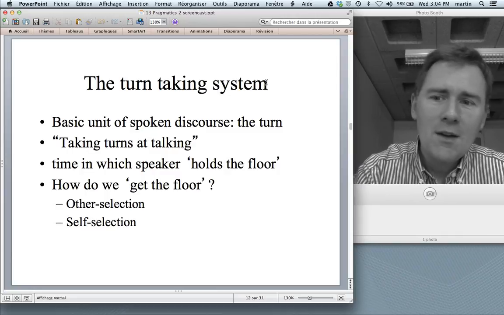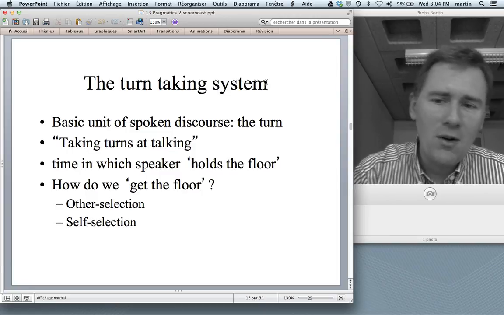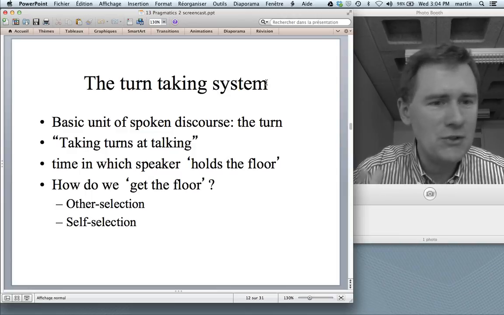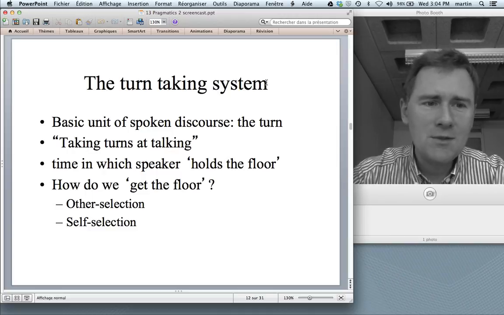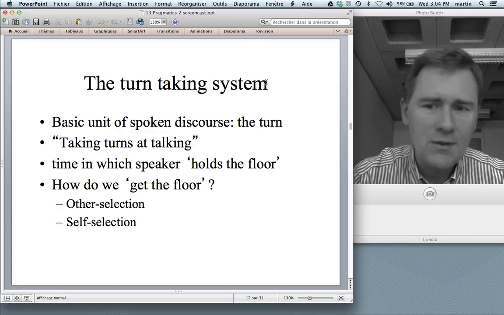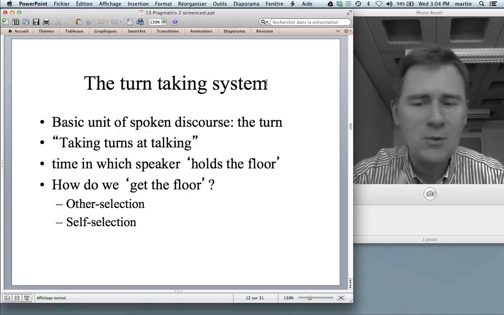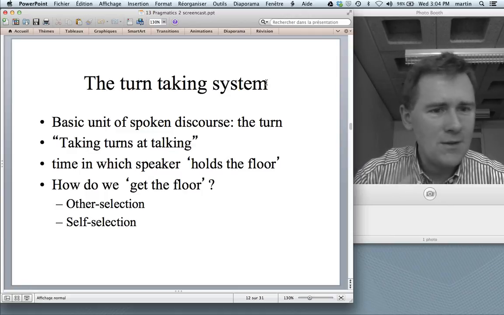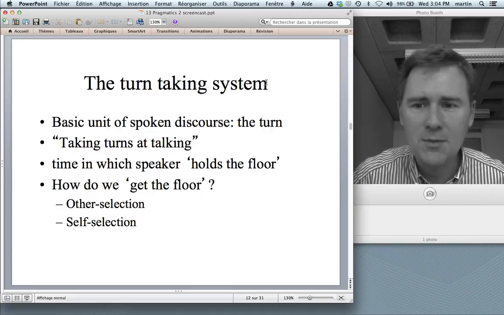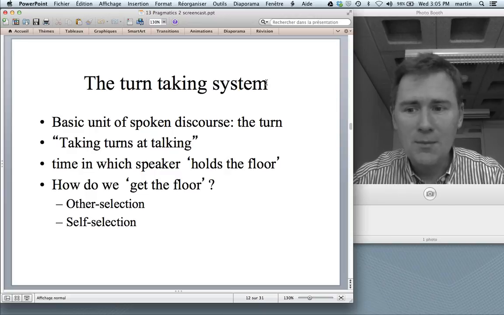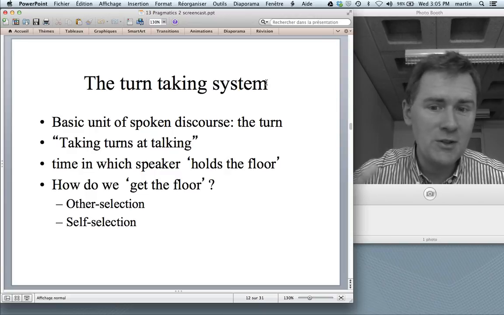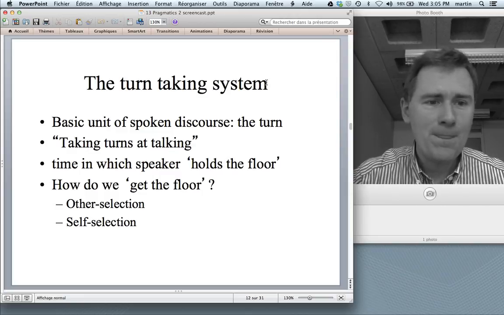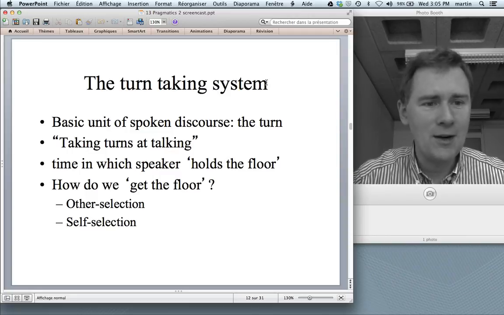I'll say more about this. First things first, the basic unit of spoken discourse, that is the turn, or the turn construction unit, as it's sometimes called. And speakers take turns at talking. So there are times in which one speaker talks and talks and talks and talks, then another speaker talks and talks and talks and talks. And so this is a back and forth between different participants, and there is a certain time during the turn construction unit in which the speaker holds the floor. That's an expression. Okay, you hold the floor. It's your turn to speak, right there and then.